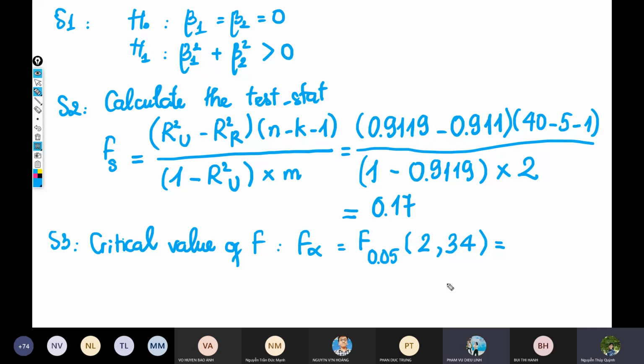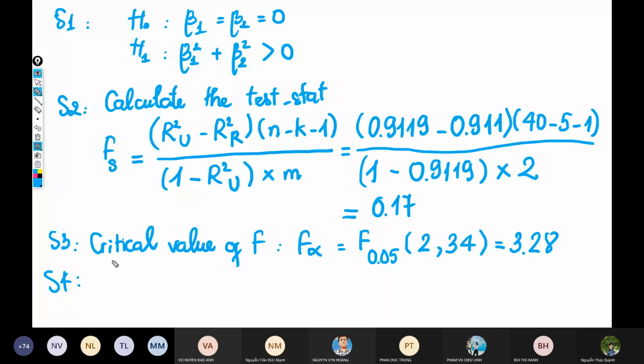It's equal to 3.27, 3.28? Yeah, it's like 3.275. So I got 3.28. All right, 3.28 here. Okay, now step 4, please compare the observed value of F and the critical F.